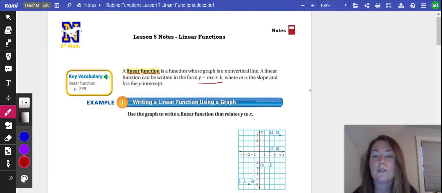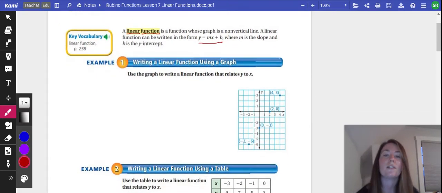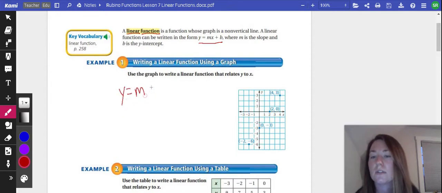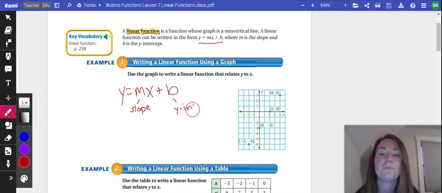So example 1 says, use the graph to write a linear function that relates y to x. Okay, so when we are writing a linear function, that is another way of writing a linear equation, right? It can be in the form y equals mx plus b, except it will not be a vertical line. We're relating y to x, and we have some points here on our graph. So I need to use these points to come up with an equation, y equals mx plus b, where m is my slope and b is my y-intercept.